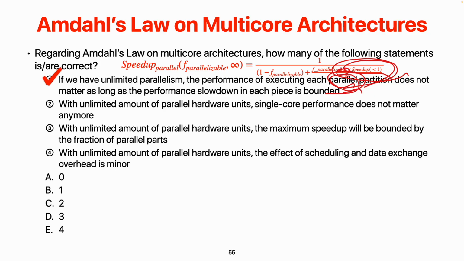Now, with unlimited amount of parallel hardware units, single core performance doesn't matter anymore. True or false? Do we still care about the performance of Intel CPUs after we have NVIDIA GPUs? So the answer is, again, look at this formula again. Now, who decides that performance?